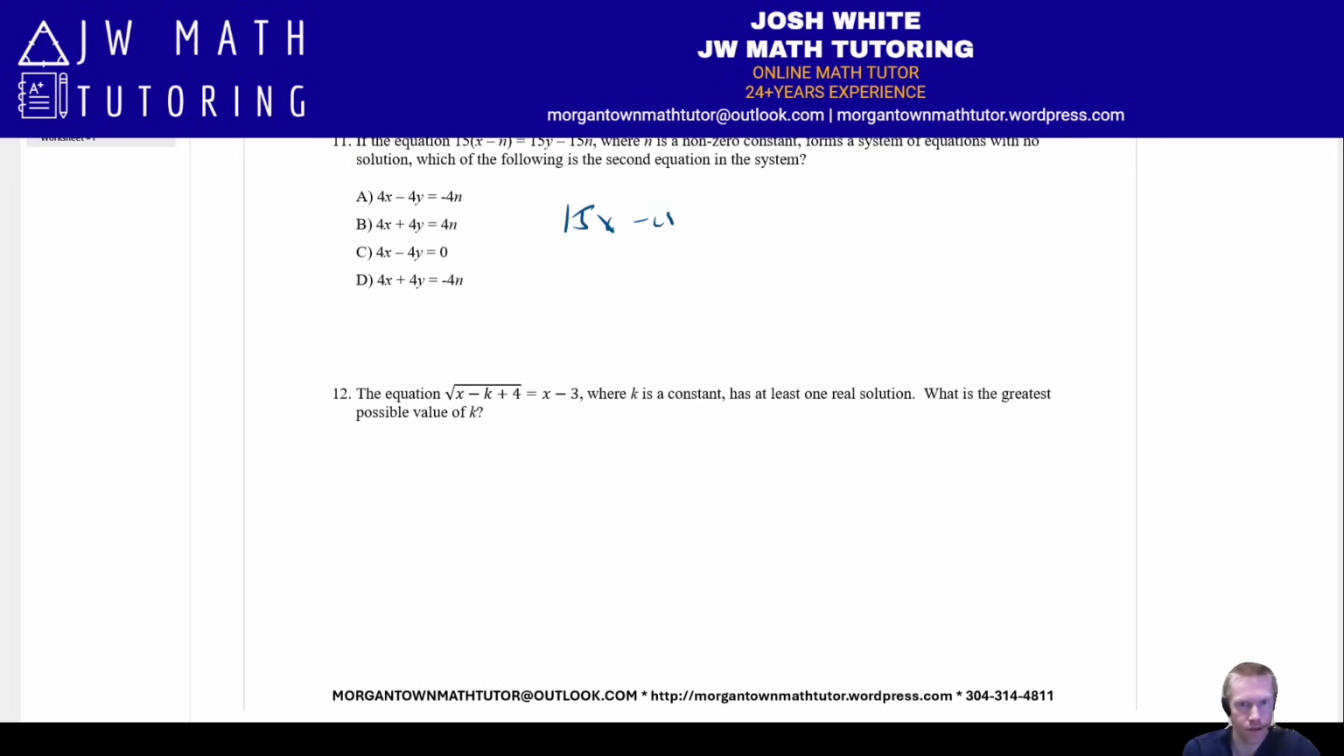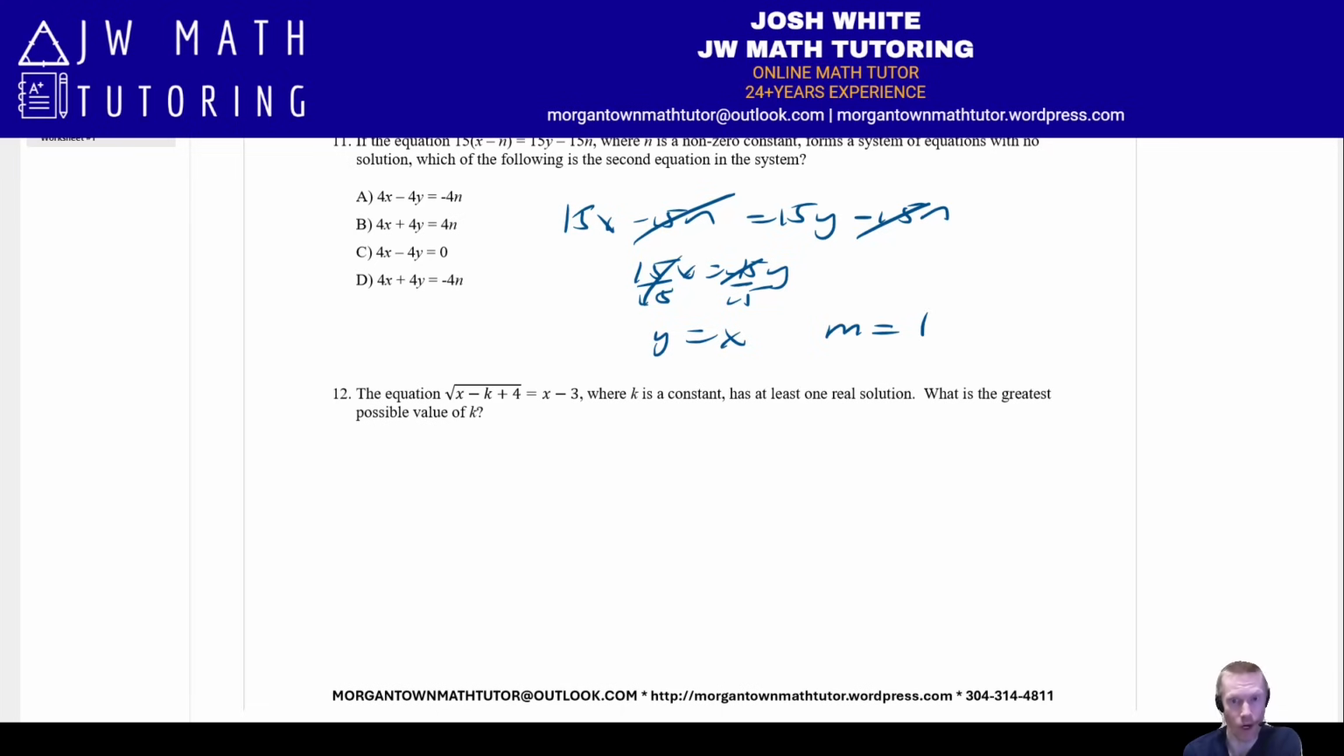So if you notice, first of all, negative 15n, negative 15 cancel out. So you just get 15x equals 15y, or in other words, the 15s will divide out. You just get y equals x, which means the slope of this line is 1. Also notice the b value is 0. So for each of these lines, we're looking for slopes of 1 and b values of not 0.